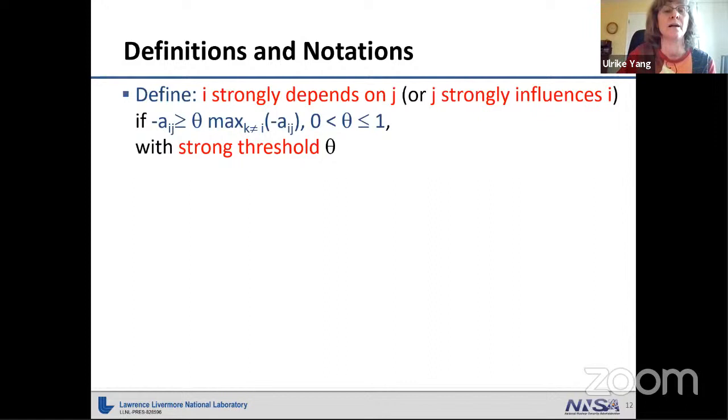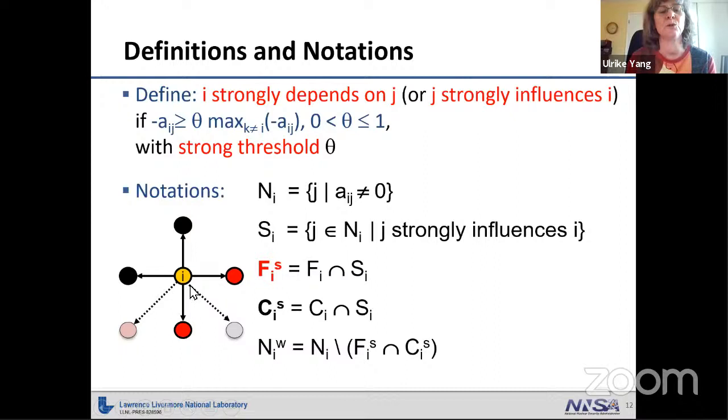So then here, just a few notations. For neighborhoods here, if this is your i point, then you might have, in this case, solid lines are strong connections, dotted lines are weak connections, and then red points are fine points, black points are coarse points. And of course, we do have different neighborhoods here.